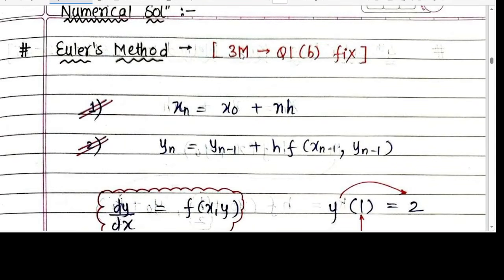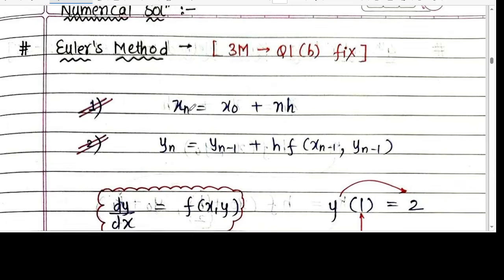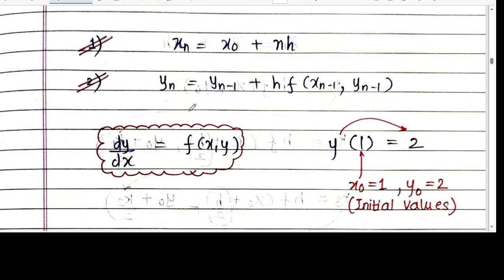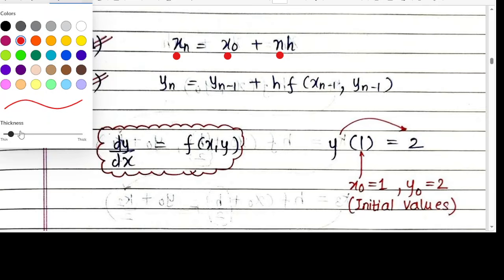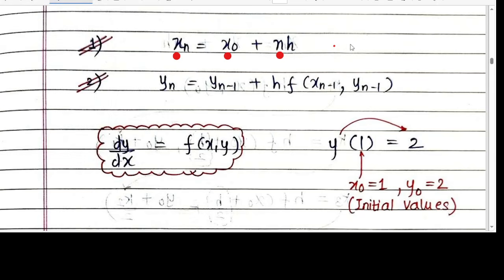Okay, so this part we have discussed about the differential equation. Now quickly we will revise Euler's method. We know in Euler's method how to find xn, which is x0 plus nh, right? X0 plus nh, that will be xn. For example, if you want x1, your x1 is equal to x0 plus h, right?